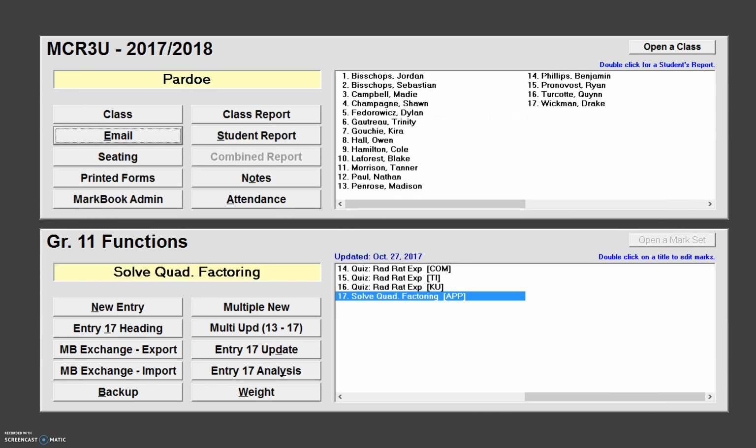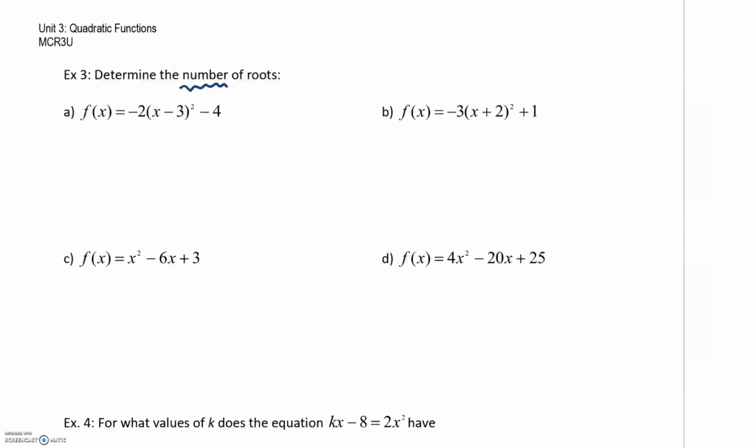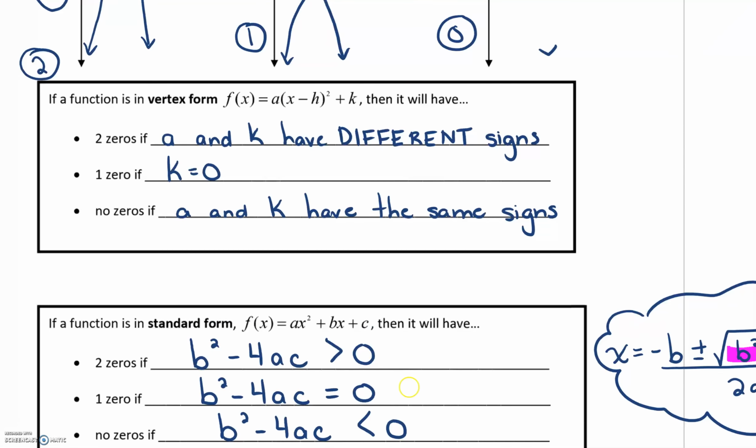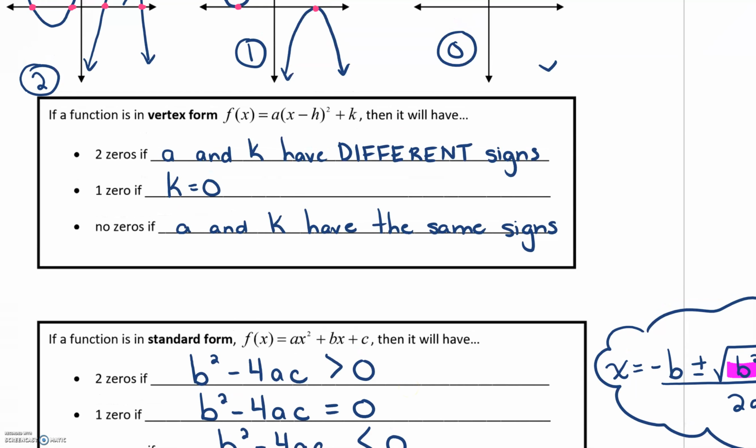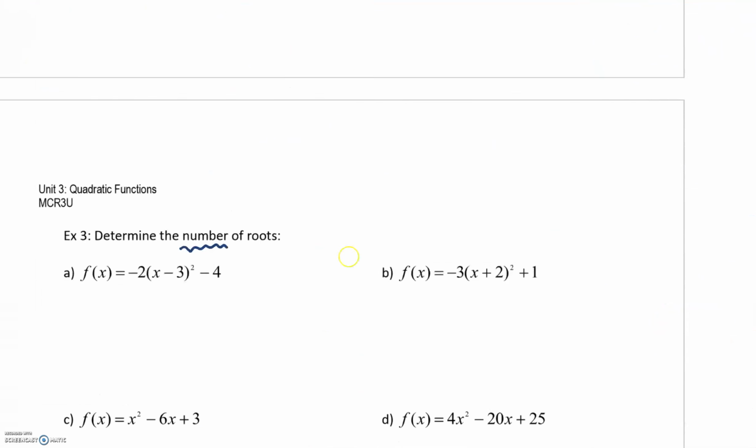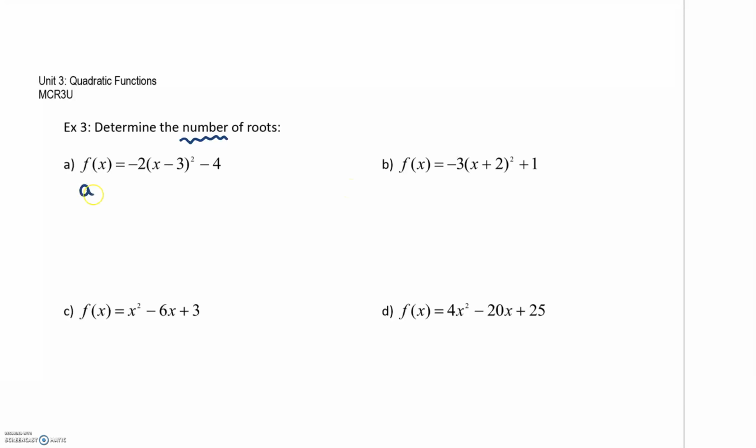If it's in vertex form, you're talking about a and k only. You don't have to worry about the h. So let's figure out what the a value is. A is -2, k is equal to -4. So we know that the parabola opens down, and we know that it's below the x-axis. If it opens down and is below the x-axis, there are no real roots.